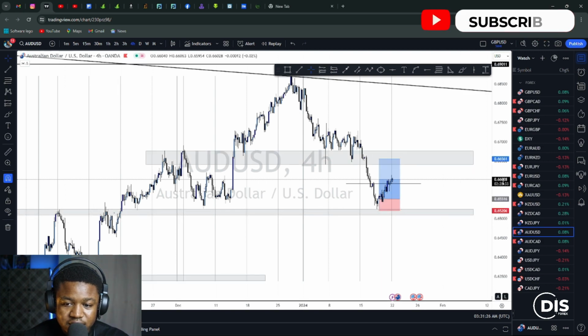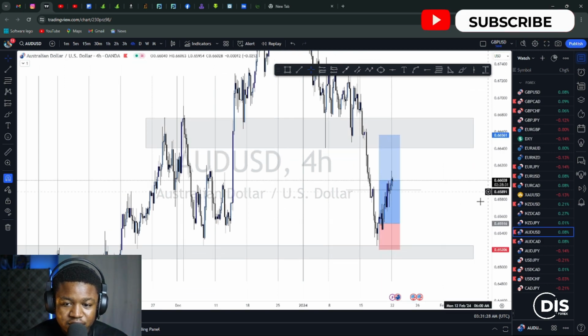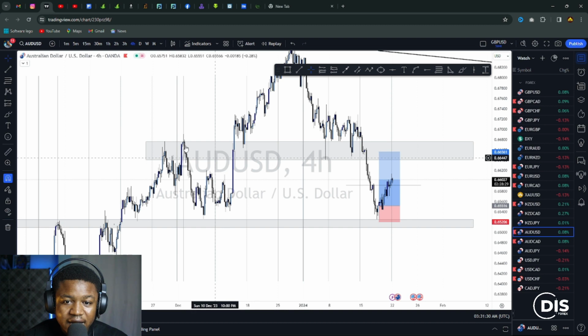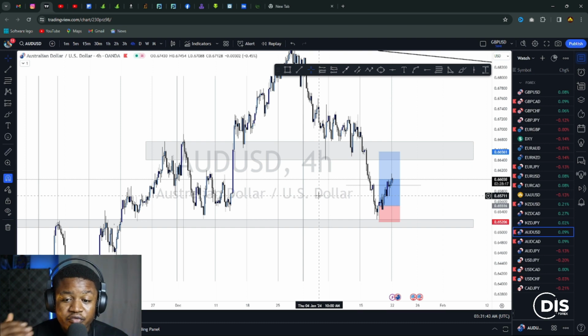Here is the setup of the trade. Very, very simple setup. I love the 4 hour a lot because that's what I've been taught and trained with by my mentor, Kojo Forex. I've been taught a lot on the 4 hour. It helped me get more confirmation and look into the market into the future.